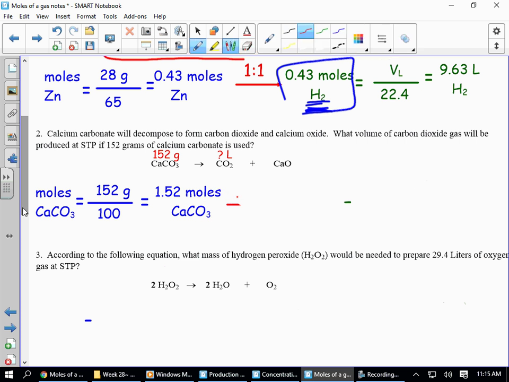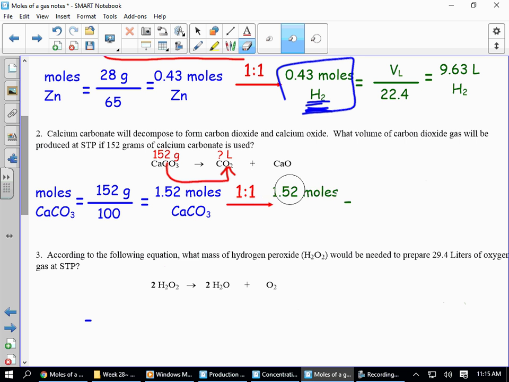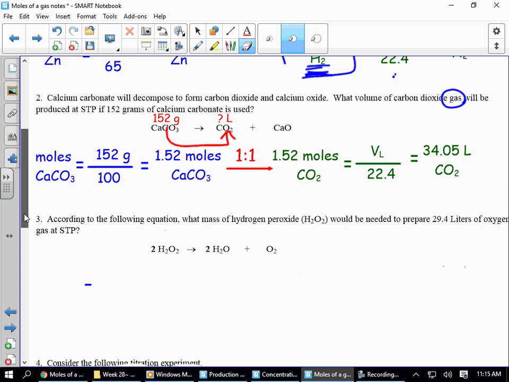Now, because it's balanced as written, that is another 1-to-1 ratio. So I also have 0.52 moles of CO2. They said that this is a gas, so again, I'm going to do the exact same thing I did up here, and set that equal to volume in liters over 22.4. Your answer then is 34.05 liters of carbon dioxide gas.